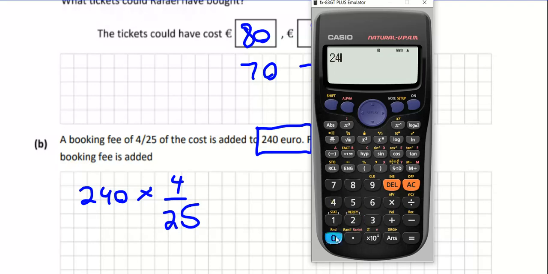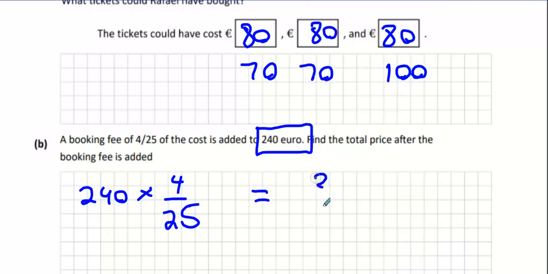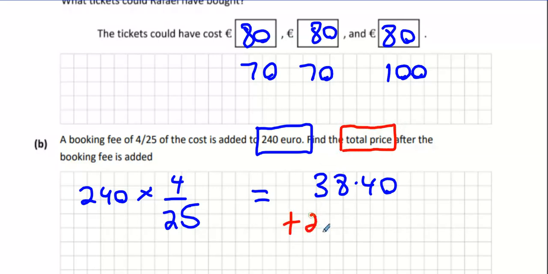So you go 240 and you multiply it by 4/25, and what you get? €38.40. Would that get you full marks? What's the key word? Total price. So what does that mean you have to do? And what you get? 278 points.